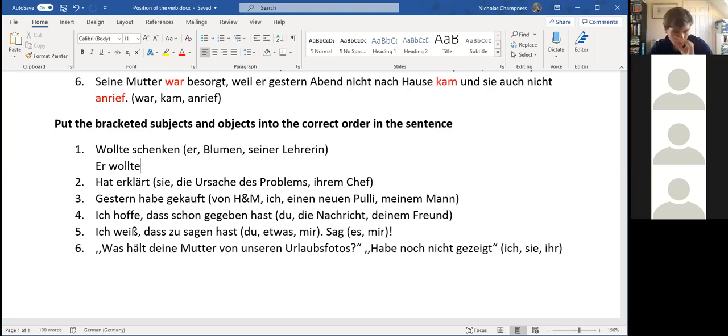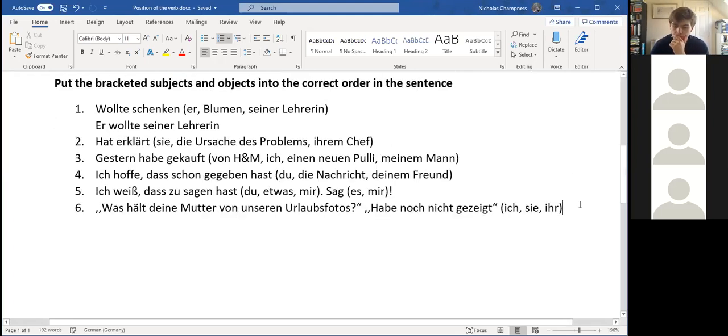So "wollte". Then is it "seine Lehrerin"? Yeah. Why do you say that? Because it wouldn't make sense otherwise. In English you could say flowers to the teacher, but I didn't know why. In German the standard word order is subject, dative object, accusative object. Because of the case system, you could say "wollte Blumen seine Lehrerin schenken", but you would be placing the emphasis on the Blumen, because normally it would be "wollte seine Lehrerin Blumen schenken".